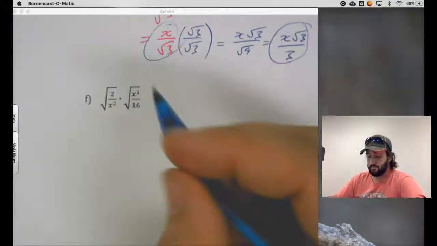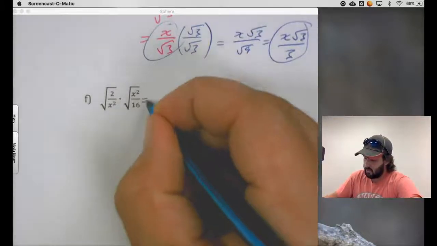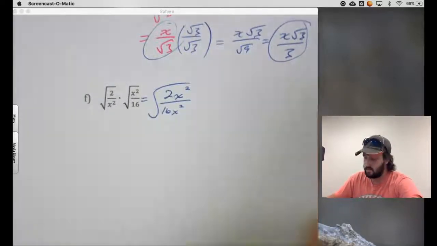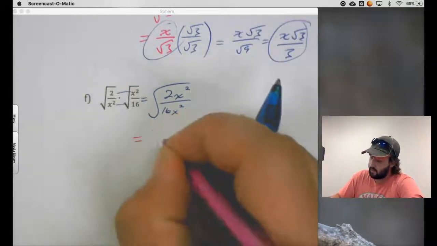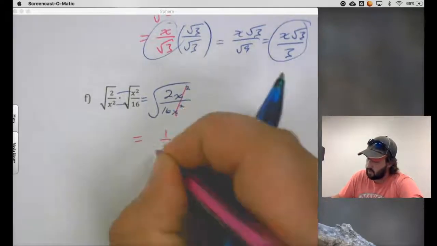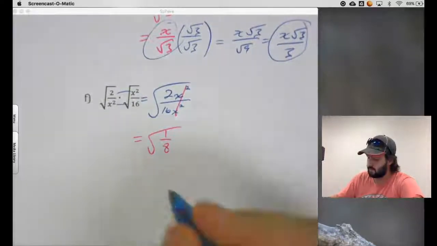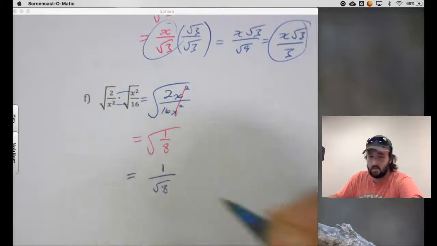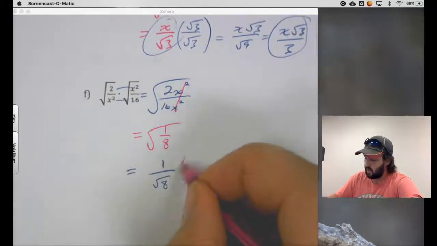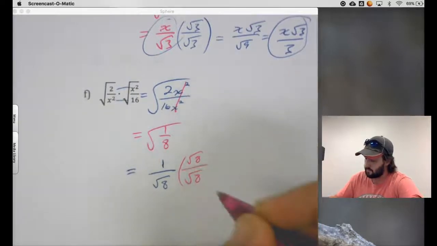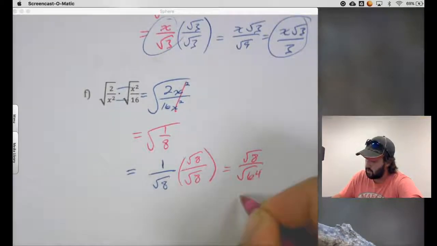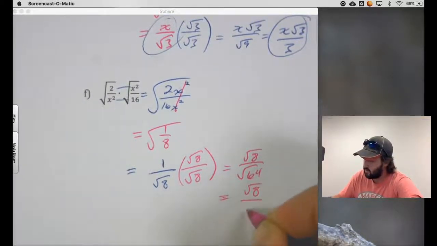All right, moving on. With f, so I have 2x squared over 16x squared, multiplying the top and bottom straight across. 2x squared, 16x squared. Then reduce. So I have 1 over 8. X squared divided by x squared makes nothing, so I have the square root of 1 over 8. And now I have the square root of 1 is 1. I don't know the square root of 8, so I'll leave it as the square root of 8. If I multiply by root 8 and root 8, this will give me root 8 over square root 64, which is root 8 over 8.